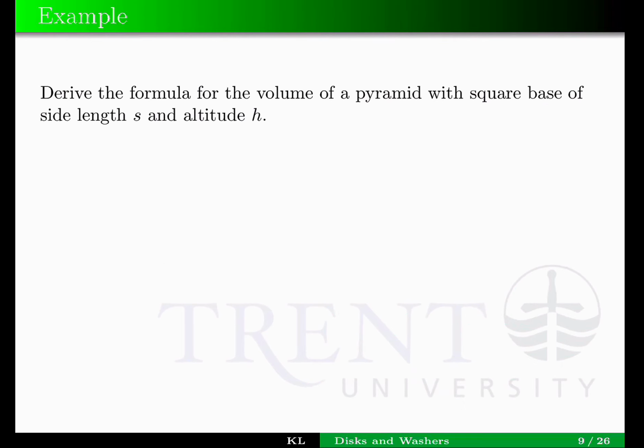Let's write it. So A of y, take note of that, A of y will be equal to negative s over h y plus s, squared. So if we do the computation, we will have here s squared over h squared y squared minus twice the product, 2s squared over h y plus s squared.